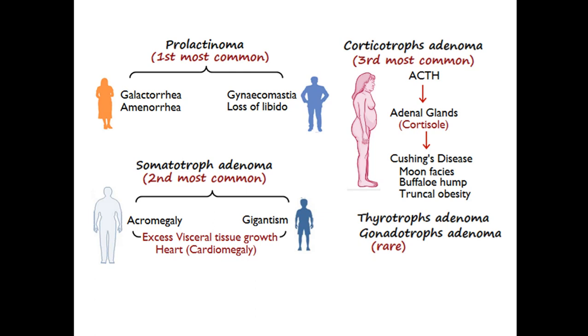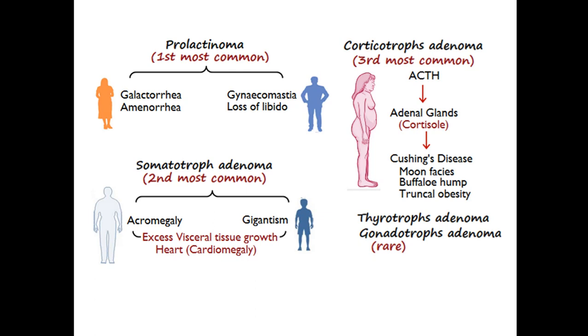The second most common adenoma is the somatotroph adenoma, which in a young boy, where the bone epiphyses have not closed, will result in gigantism. But in adults, where the epiphyses of the long bones have closed, it will give rise to acromegaly. And there will be excess visceral tissue growth and sometimes cardiomegaly, enlargement of the heart.